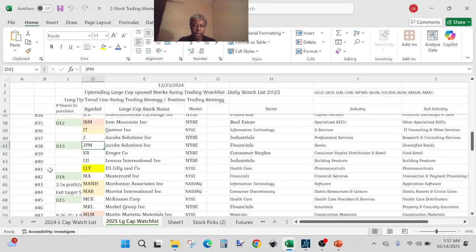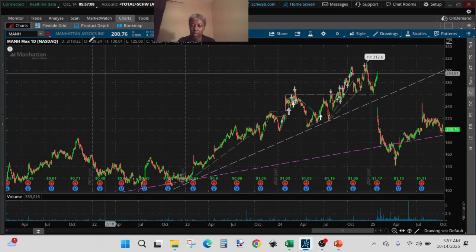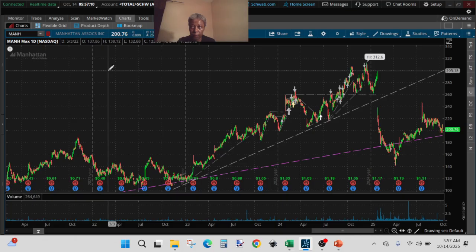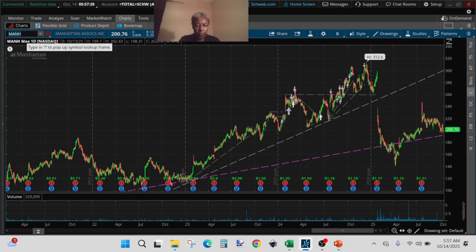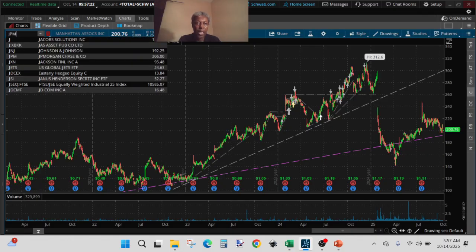We have 4 stocks here that we can analyze together, and the first one is JPM. We are using a Thinkorswim platform. It's free if you have just a Schwab account, and we are going to use the maximum daily chart. JPM.